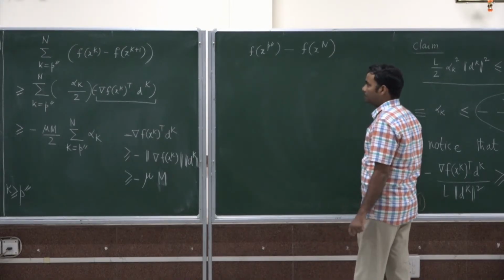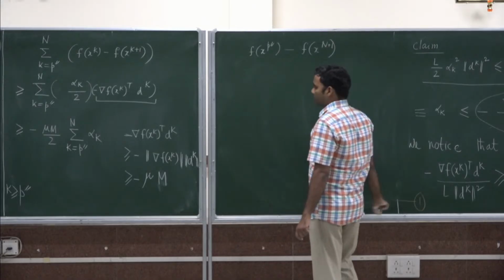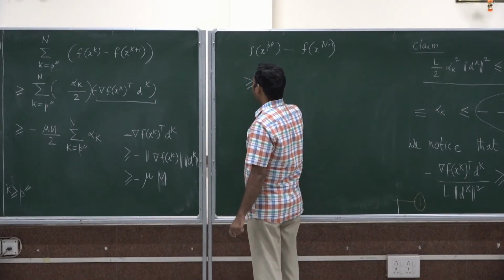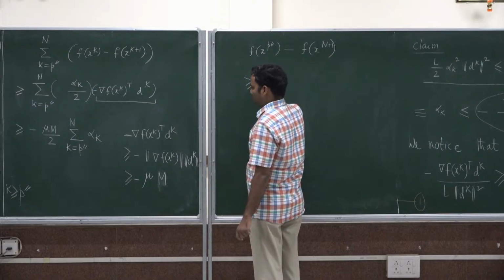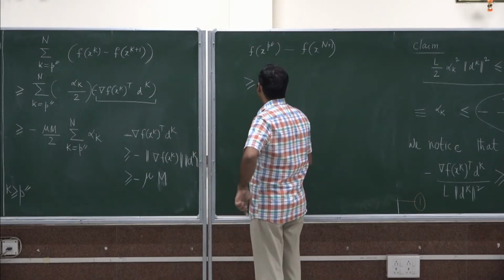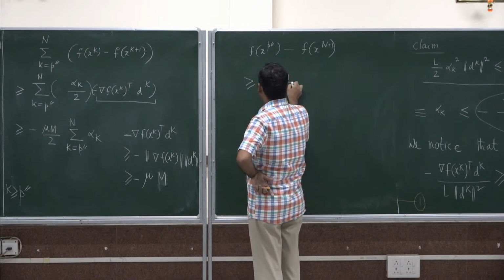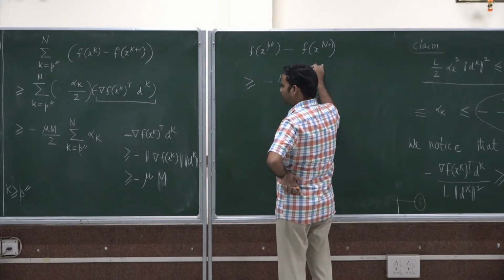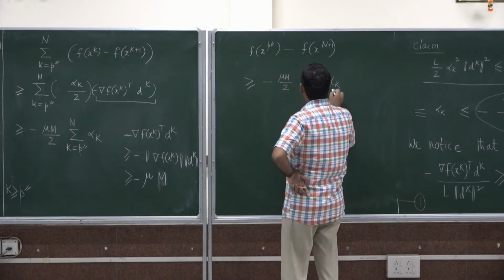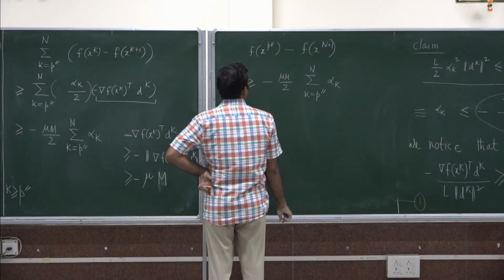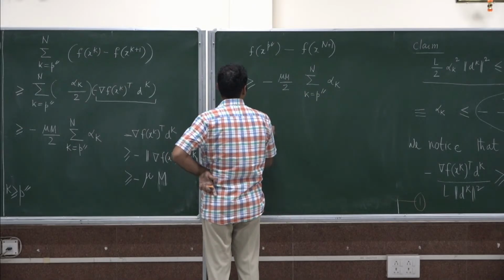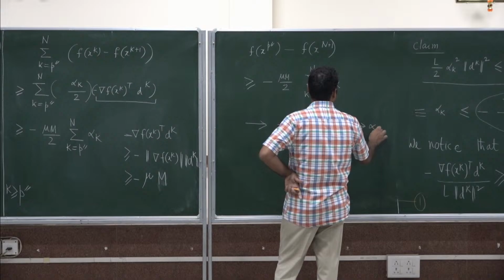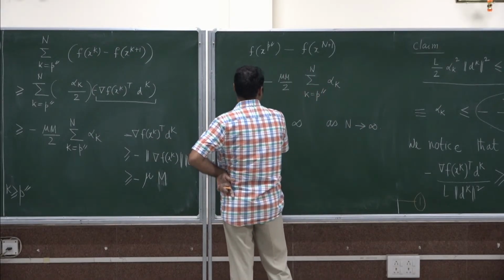Fine, this plus 1 is greater than or equal to mu m by 2 times the sum from k equal to p double dash to n of alpha k, and this sum goes to infinity, so this goes to negative infinity as n tends to infinity. Or this part we will take up later.